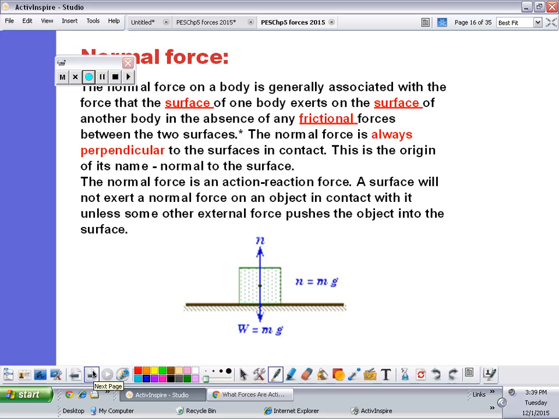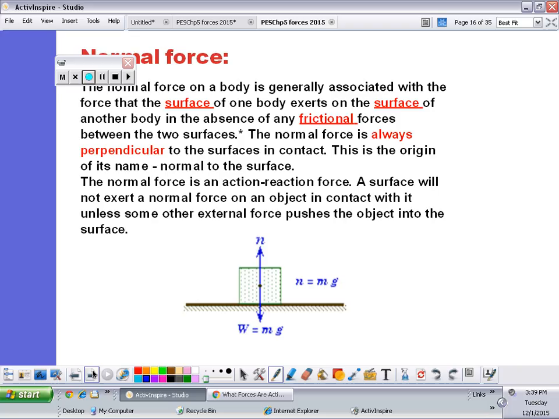Normal forces. The normal force on a body is generally associated with the force that the surface of one body exerts on the surface of another body in the absence of any frictional forces between the two surfaces. Sometimes when we're talking about situations, they'll say friction is present or friction is not. Remember the skate park lab that we talked about when he moved up and down the ramp? Sometimes we would consider friction being there, which would slow him down, or friction wasn't there and he kept going and going and going.